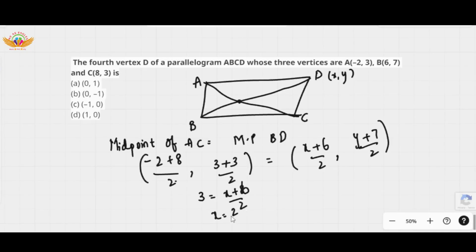2 sixes, 6 minus 6 it becomes 0, x value is 0. And here 6 by 2 is 3, 3 is equal to (y plus 7) by 2. So 2 into 3 is 6 equal to y plus 7, and y value will be equal to minus 1. So the point is (0, minus 1). Option A is the answer.